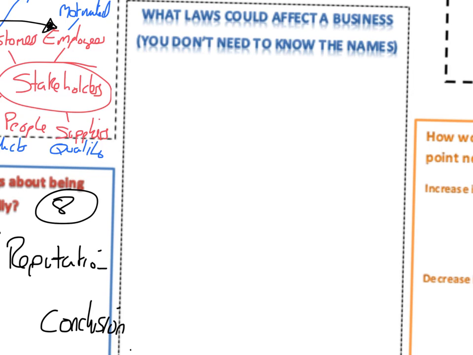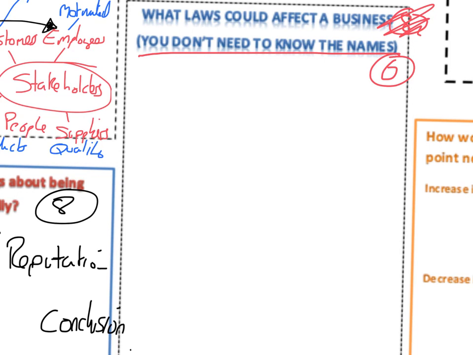So, what laws could affect a business? Now, this is the key thing. If they ask you about laws, you do not need to know the names of the laws. You don't need to know the Consumer Act of 1976, whatever it is. You just need to know simple laws that might affect a business. They might ask 8 marks and say, how could laws affect a business? So here are some laws. I don't think they'll go 8, because I don't think you can really evaluate this. I think they'll say 6.